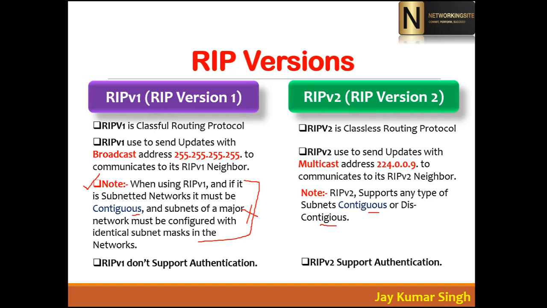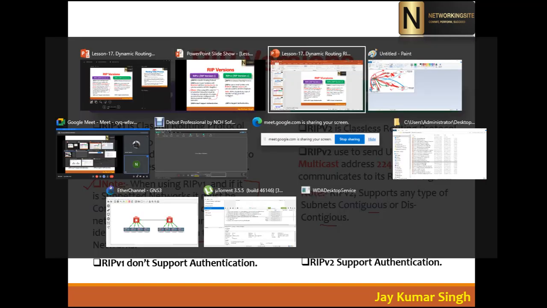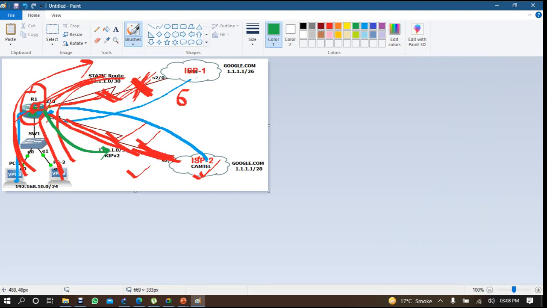Contiguous and discontiguous networks, taking this example: we are using 1 here, 13 here, 12 here, 192. These are discontiguous networks. A contiguous network is when I'm using the same network, subnetted. Here I'm using 192.168.10.0/24, 20.0/24, 30.0/24, 40.0/24, 50.0/24, like that.